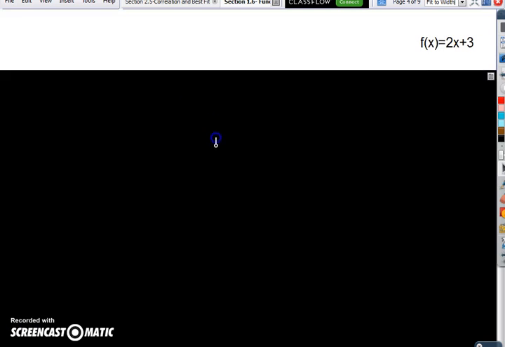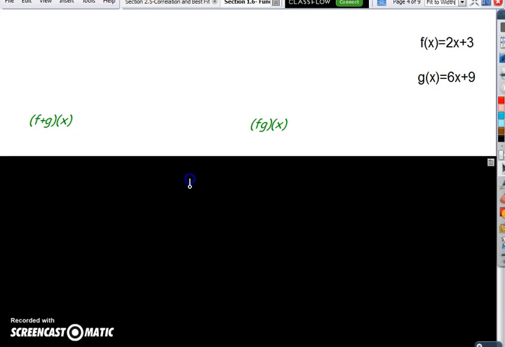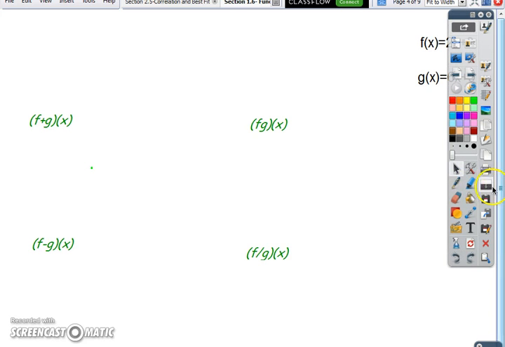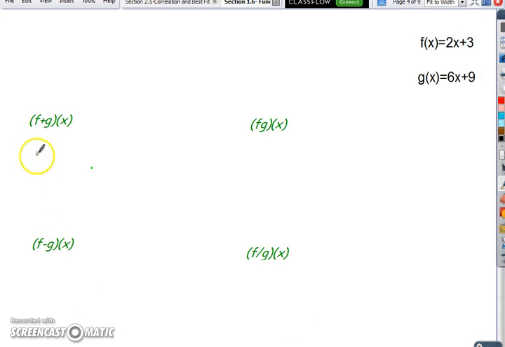So, given the two functions up in the corner here, I want to find all four of these. So, first and foremost, this one right over here, f plus g of x. Let me grab my pen tool over here. We'll do it in black here. Alright, so, that's just f of x plus g of x. Nothing earth-shattering there.